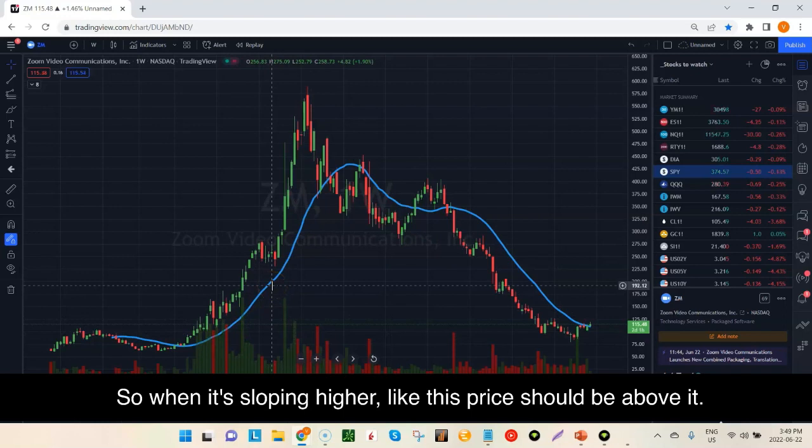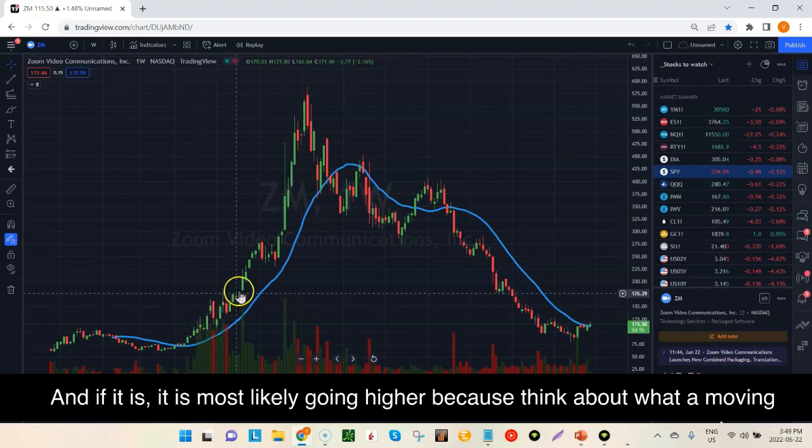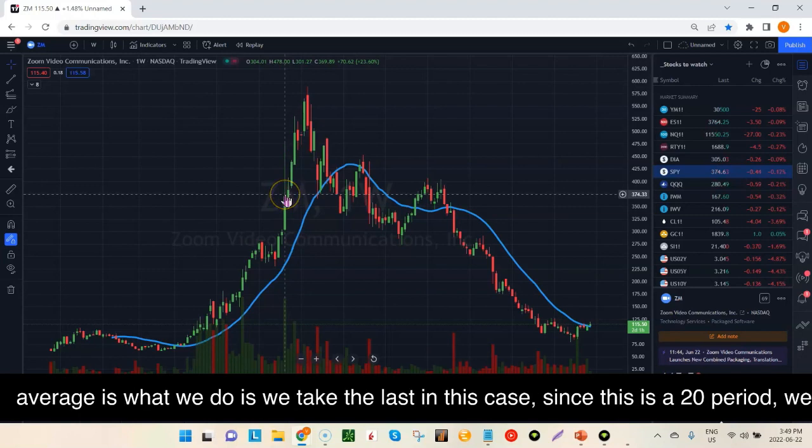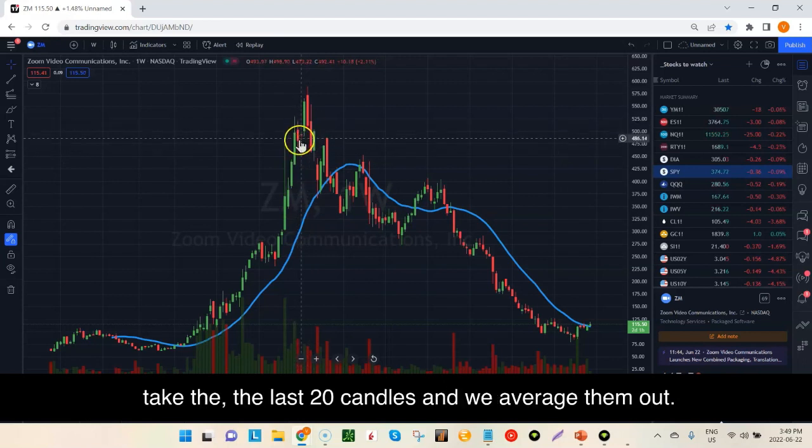So when it's sloping higher like this, price should be above it, and it is most likely going higher. Because think about what a moving average is. What we do is we take the last, in this case, since this is a 20 period, the last 20 candles and we average them out.